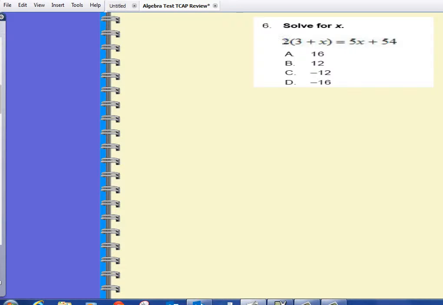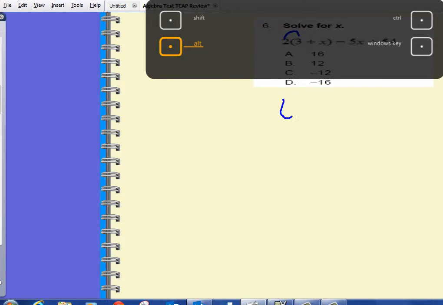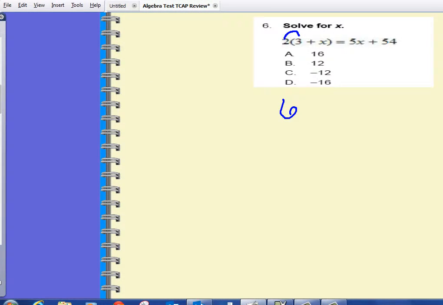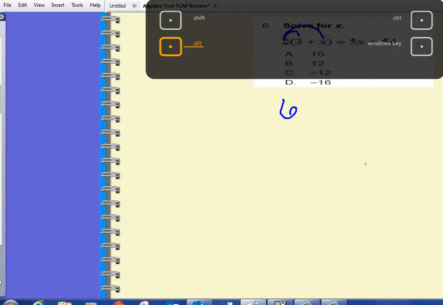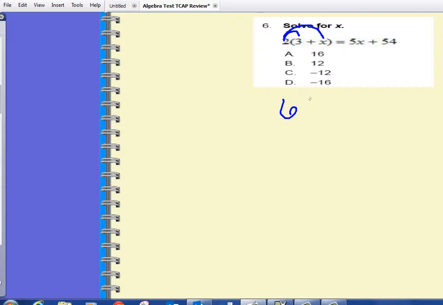We see the 2 on this side of the parentheses, just outside, so it's positive. So we're just going to distribute. So it means I go 2 times 3, it's going to give me 6. And then I go 2 times the x. So it's a positive, and so that tells me it's positive 2x plus 2x, and then equals 5x plus 54.